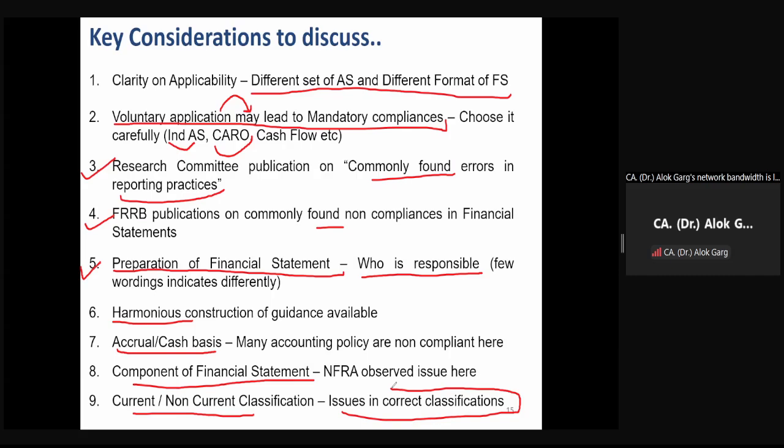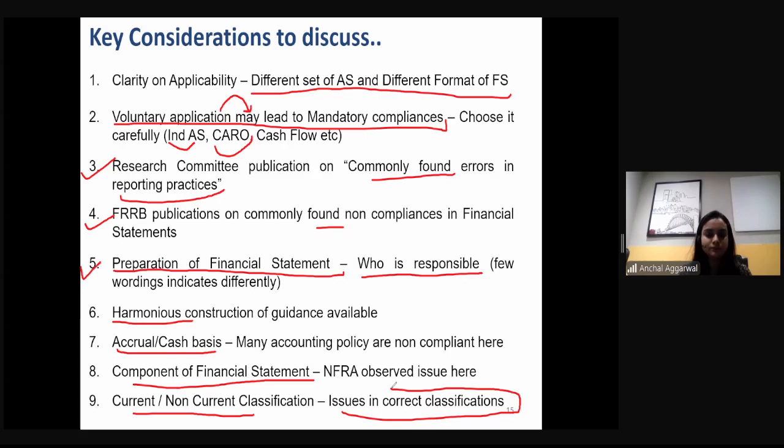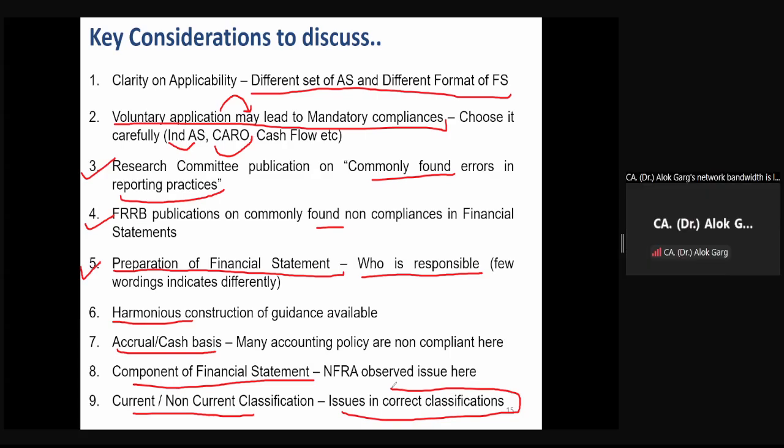Because this current non-current classification plays a very important role. Why? When you are taking a loan, the bank is also looking at various ratios: current ratio, liquid ratio, solvency ratio, long-term debt ratio, right? So normally what happened is, if someone has to improve his current ratio, instead of actually improving the current ratio, they have started shifting the current liability to non-current liability. I mean to say they have started disclosing the current liability as non-current liability.